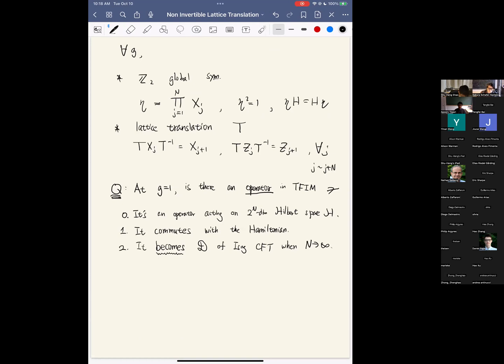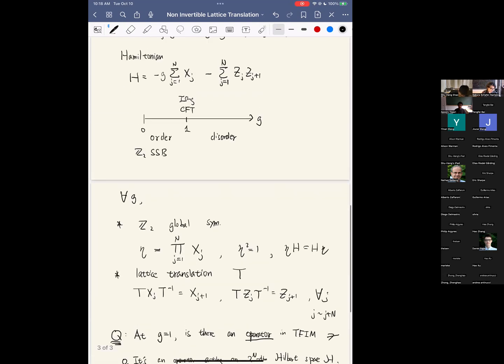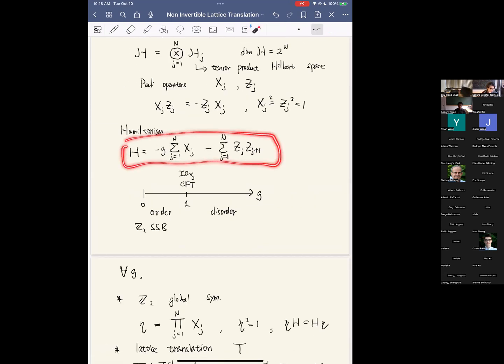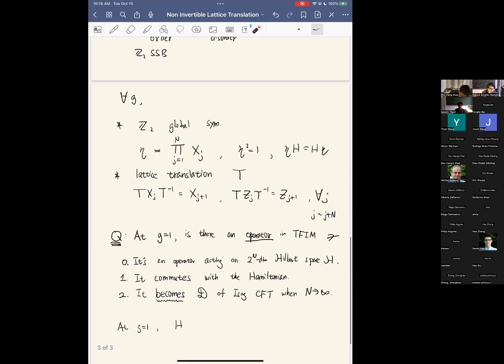Okay. Now, if you ask this question to someone on the street, the person would say, well, at g equals 1, the Hamiltonian obviously has a quote-unquote symmetry. And what is that symmetry? Let's take a look at this Hamiltonian. When g is 1, these two terms are on the same footing. And the pedestrian would say that there's a symmetry mapping the x term to the zz term and the zz term to x. Let's try to write it out.